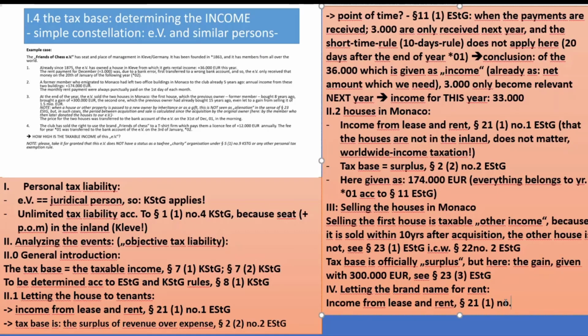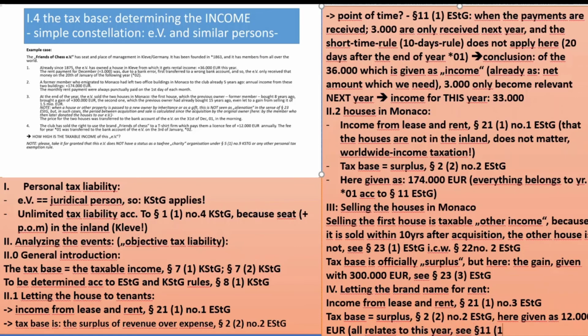Now, that was number 3, EStG. Tax base is the surplus. See again, paragraph 2 number 2 EStG. Here, given as 12,000 euro, all relates to this here. See paragraph 11.1. That's probably the 10 days rule, which we naturally have to look up again.